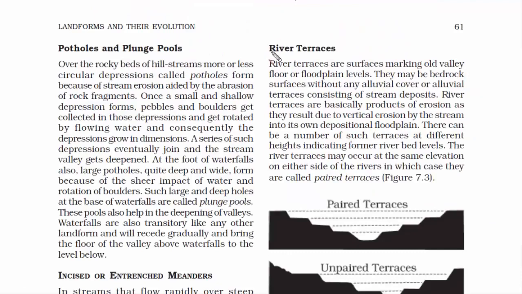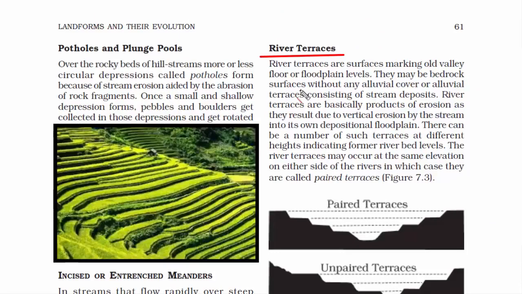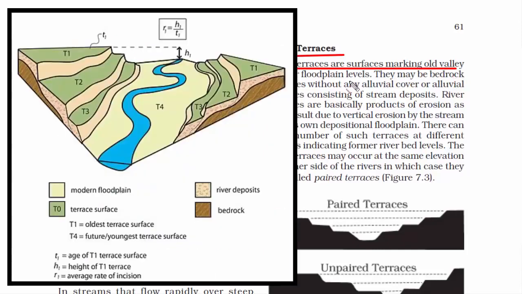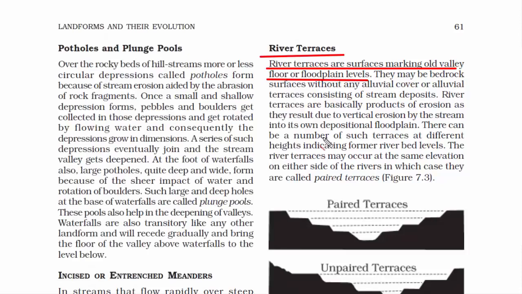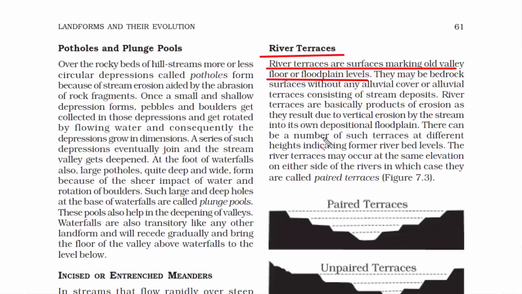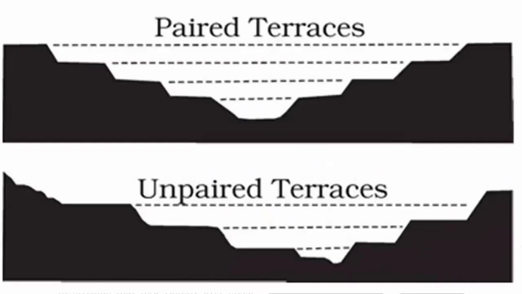The fourth type of erosional landform is river terraces. We have heard this word terrace from the term terrace farming, in which many steps are developed in order to reduce soil erosion. So basically it's a landscape that looks like steps. In river terraces, these surface steps act like a marking that represents old valley floor or floodplain levels. So terraces are formed by vertical erosion, meaning the flow of the river is so strong vertically that it erodes the surface vertically.